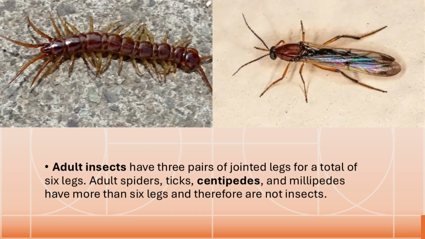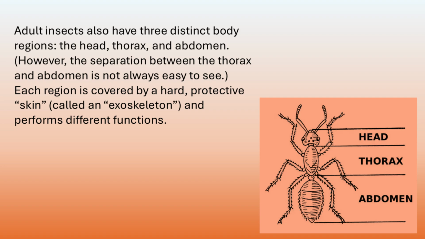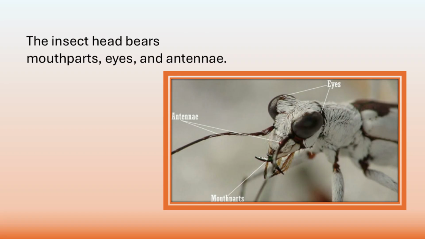Adult insects have 3 pairs of jointed legs for a total of 6 legs. Adult spiders, ticks, centipedes, and millipedes have more than 6 legs and therefore are not insects. Adult insects also have 3 distinct body regions: the head, thorax, and abdomen. However, the separation between the thorax and abdomen is not always easy to see. Each region is covered by a hard, protective skin called an exoskeleton and performs different functions. The insect head bears mouthparts, eyes, and antennae.